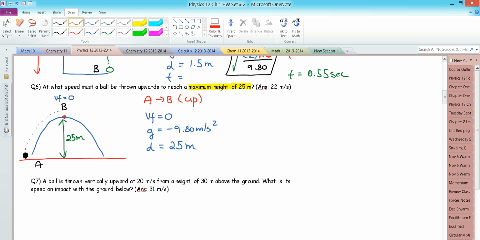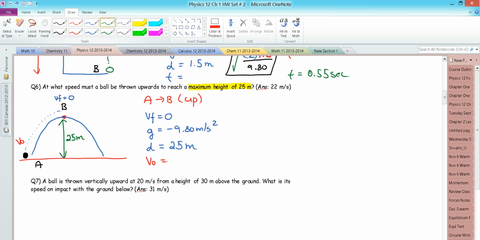Okay, so we're actually looking for our initial speed, which is V0. So what is my initial speed at position A? All right, so we do have 3 pieces of information. We have our final speed, we have our acceleration due to gravity, and we also have the maximum height, which is 25 meters. So we can definitely find our initial speed.